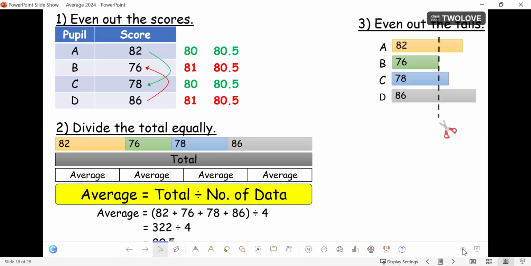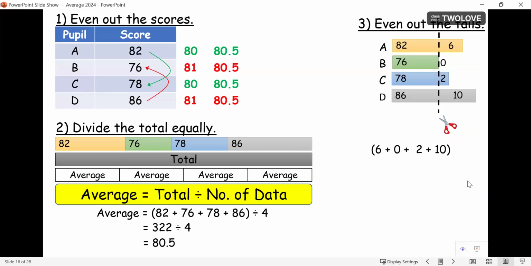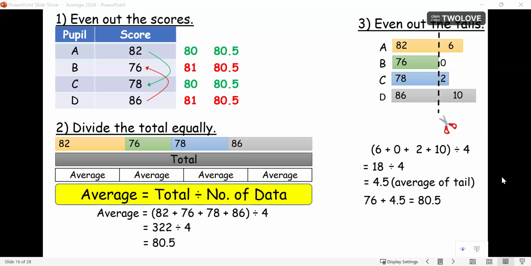So this slide shows you how you can cut out the tails, that is, sharing out the difference between them. Okay, so you share out the difference, then you add it back, then you get the average. So that's what we finished up last week, last week on Tuesday, I think, yes.